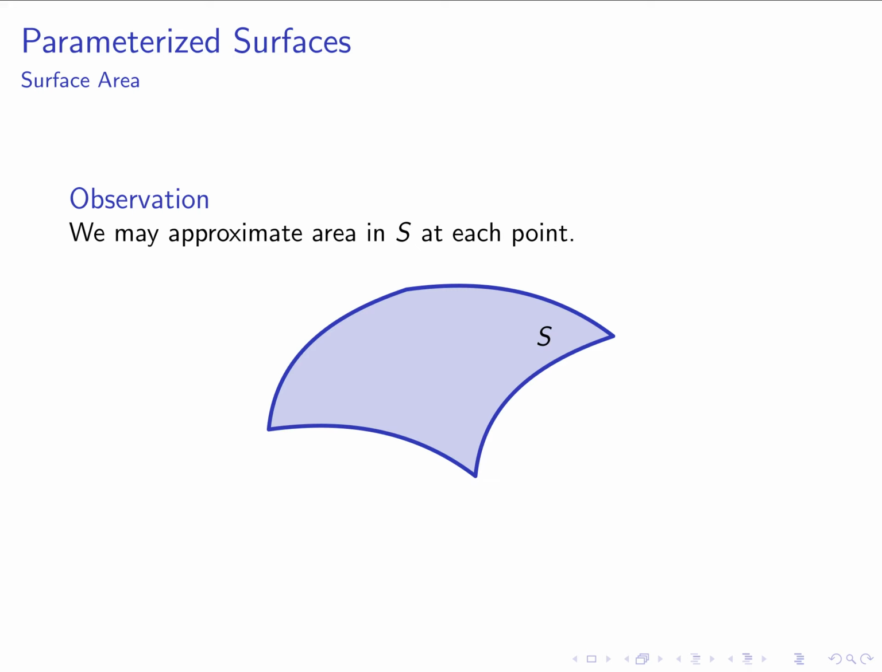Finally, I want to address the issue of surface area. The idea here says that we can approximate area inside of a surface at each point. The idea is that if we choose a point, we can look at our two tangent vectors t sub s and t sub t, where s and t represent the two variables that go into our parametrization. And these two tangent vectors can be used to create a parallelogram that approximates area at this point. Remember, this is a figure in 3 dimensions.